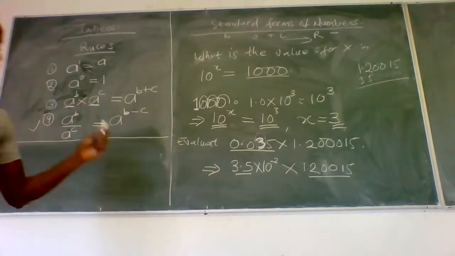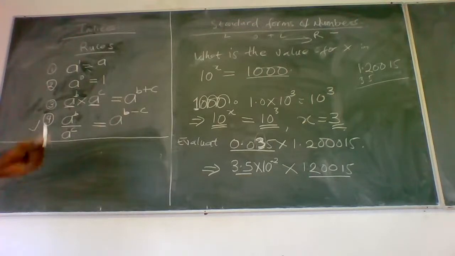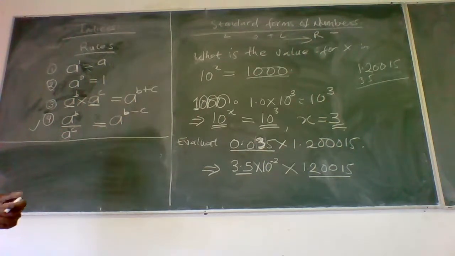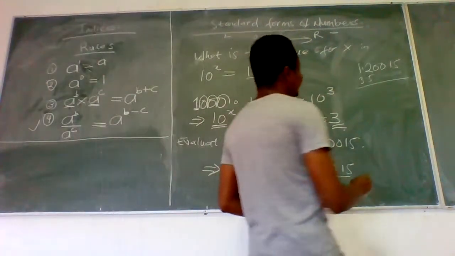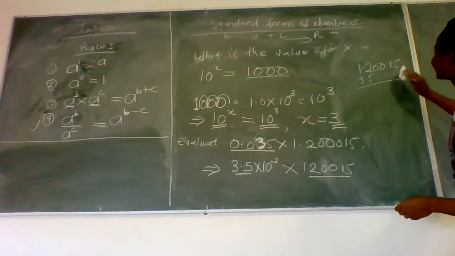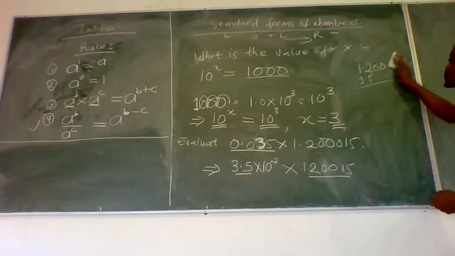I just converted the first one to standard form, then the second one. I just want to have a simple one. I think I'll write them as whole numbers and multiply them, because they are quite large numbers.